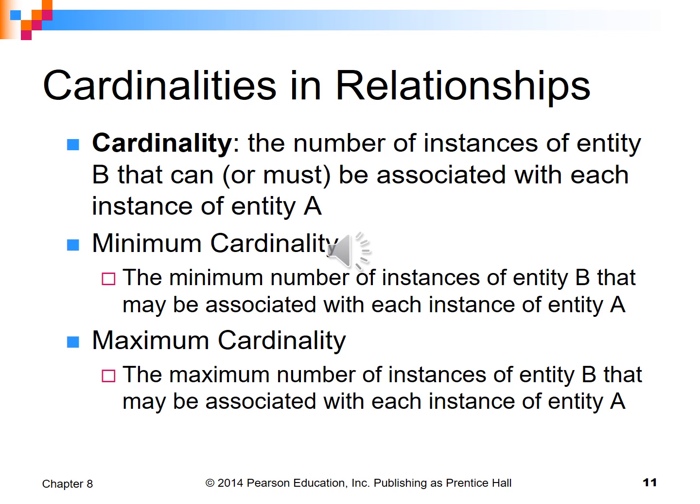Maximum is the maximum number of instances of entity B that may be associated with each instance of entity A. And all of this depends on the business rules. So the minimum could be 0. The maximum, again, could be 2, 3, 4, etc.